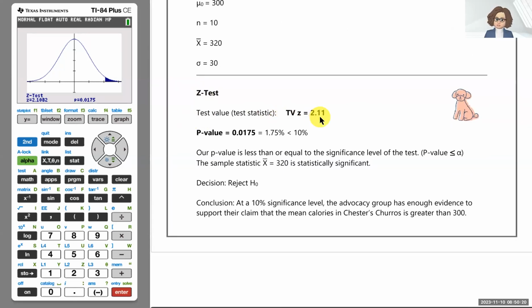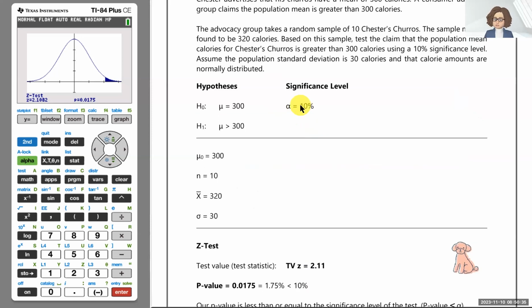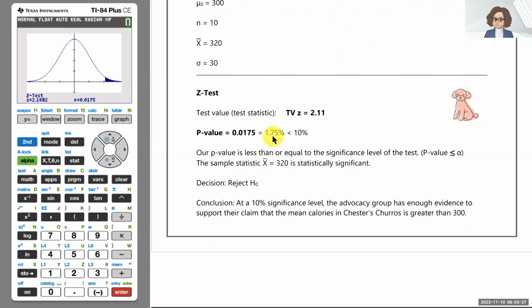We have our test value rounded to two places here. We have our p-value rounded to four places, and I express that as a percent to compare it to our significance level, which was stated as 10% for the advocacy group. So our p-value is smaller than our significance level. So we say that our findings are statistically significant.